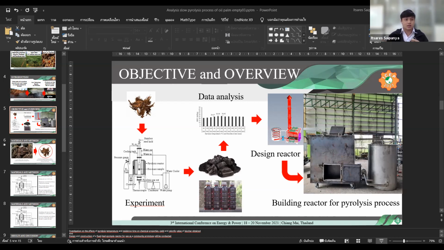The topic is analysis of the slow pyrolysis process of oil palm empty fruit bunch in a developed fixed bed pyrolysis reactor. My content is: 1. Introduction, 2. Objective, 3. Material and method, 4. Research result and discussion, 5. Conclusion, 6. Acknowledgement.